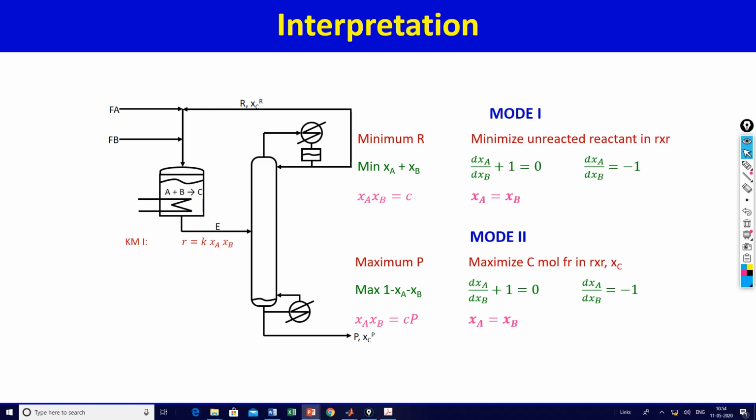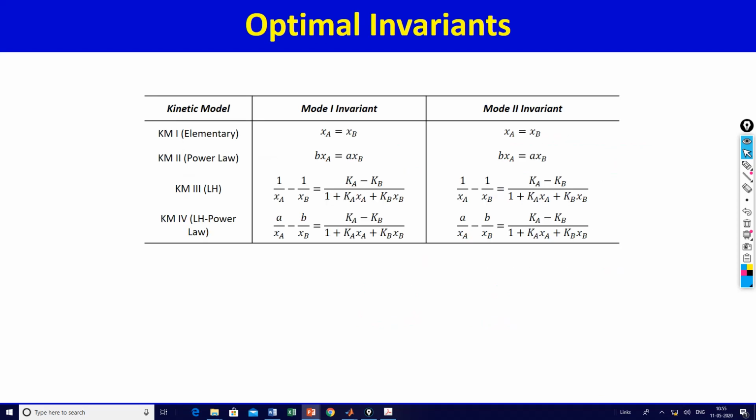So there is a very neat interpretation from physical reasoning as to why xA equal to xB is the optimal operating policy, or holding A and B in a fixed proportion in the reactor, and that fixed proportion is to hold them equal. A should be equal to B. As we derived optimal invariants for the other reaction kinetics in a similar manner, maybe you can do that as an exercise and try it for yourself.